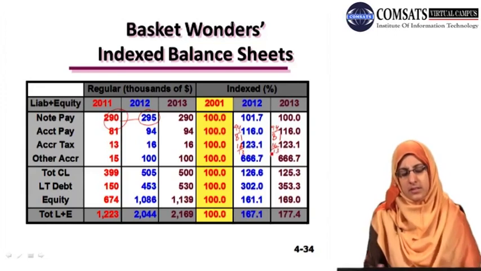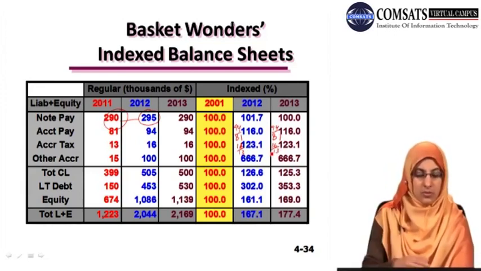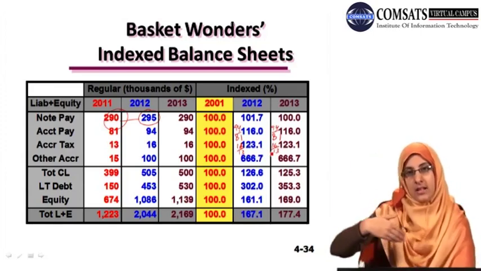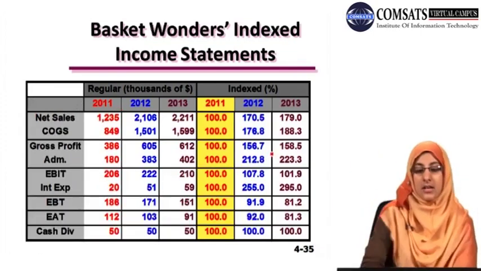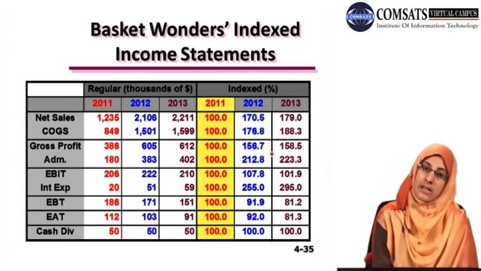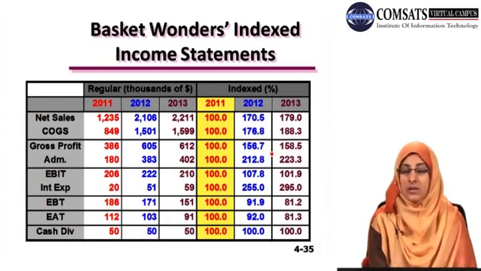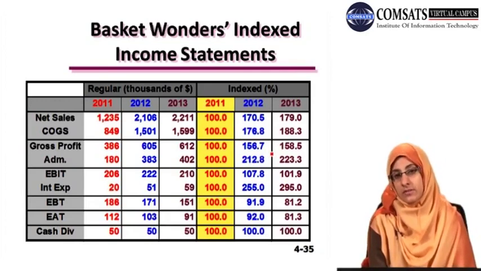If you look at the liability side, it is almost equal for 2012 and 13, and we will be using the same analysis for the coming years. Then if you look at the Basket Wonders income statement, भी हम यही करेंगे, हम 2011 को लेंगे base year, and we will be finding out values for 2012 and 13.